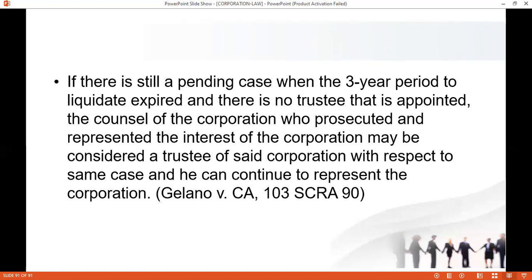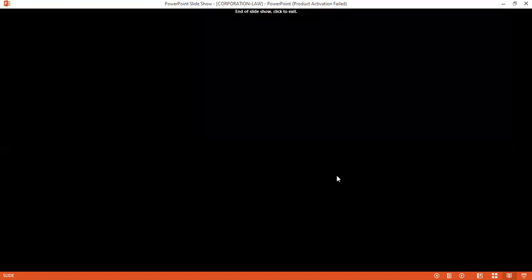So if there is still a pending case when the 3-year period to liquidate expired, and there is no trustee that is appointed, the counsel of the corporation who prosecuted and represented the interests of the corporation may be considered a trustee of said corporation with respect to same case, and he can continue to represent the corporation.